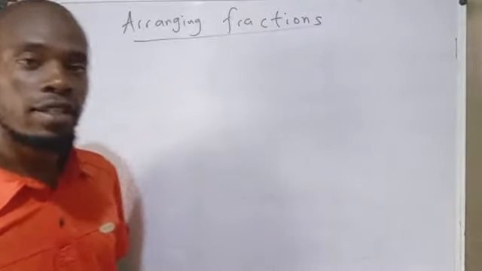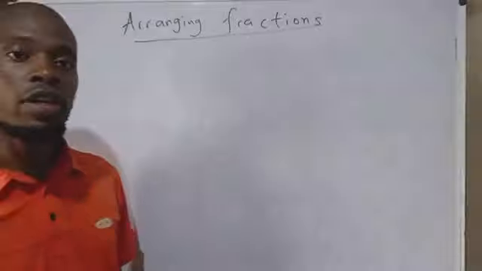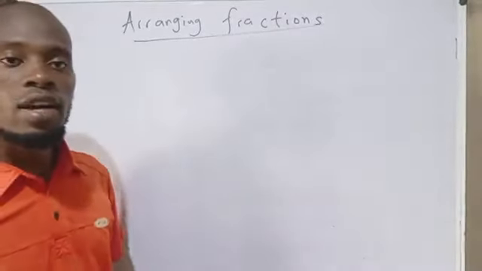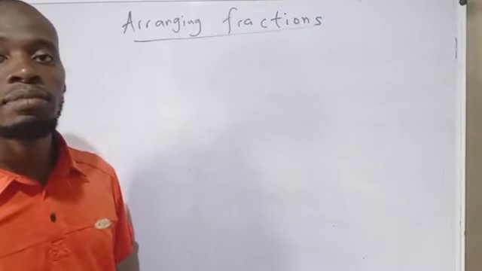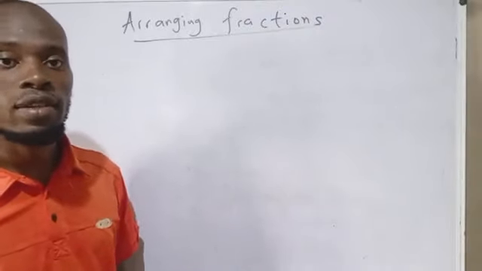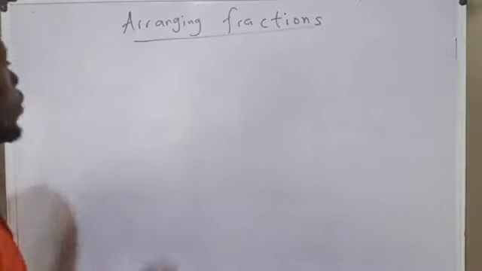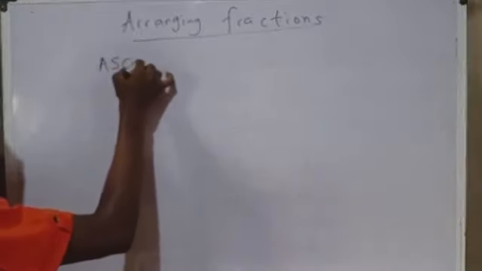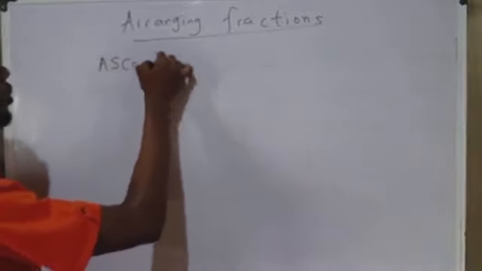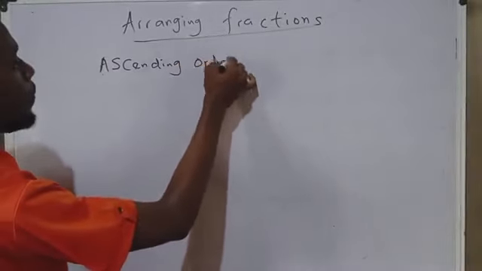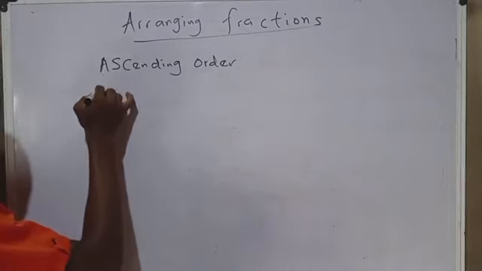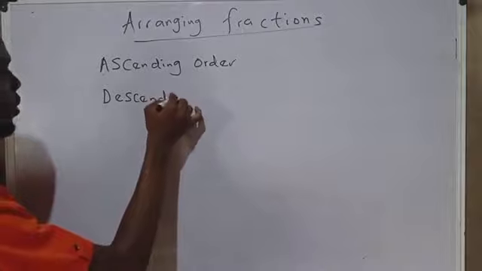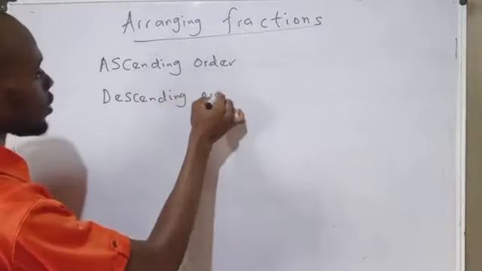Firstly, we all know that to arrange or order, we also call it order, numbers, we can do it in two ways. The first one is what we know as ascending order, and the second one we know as descending order.